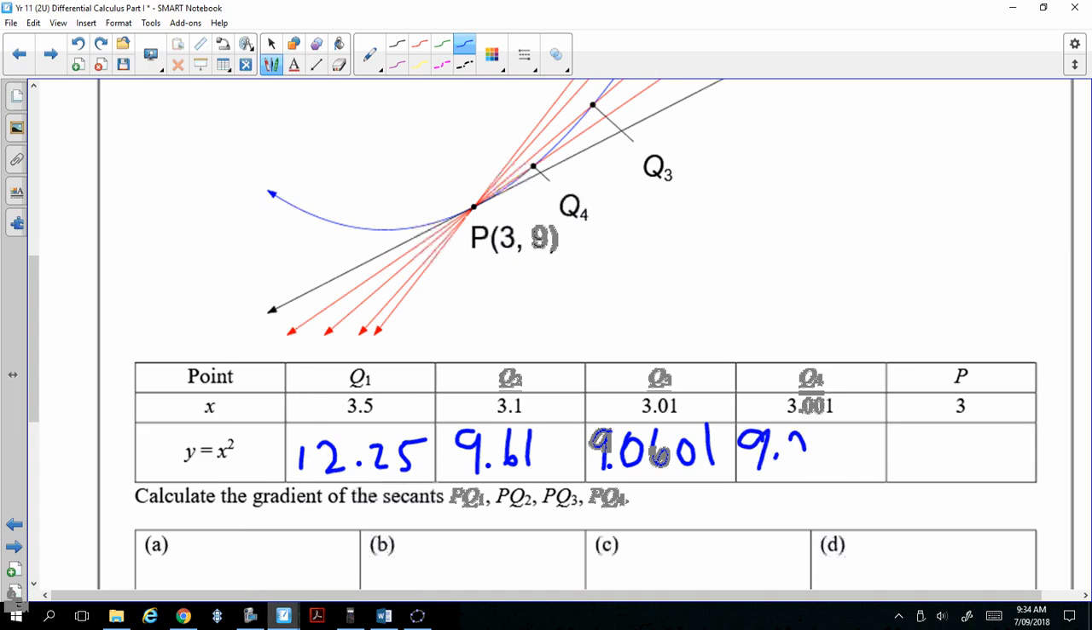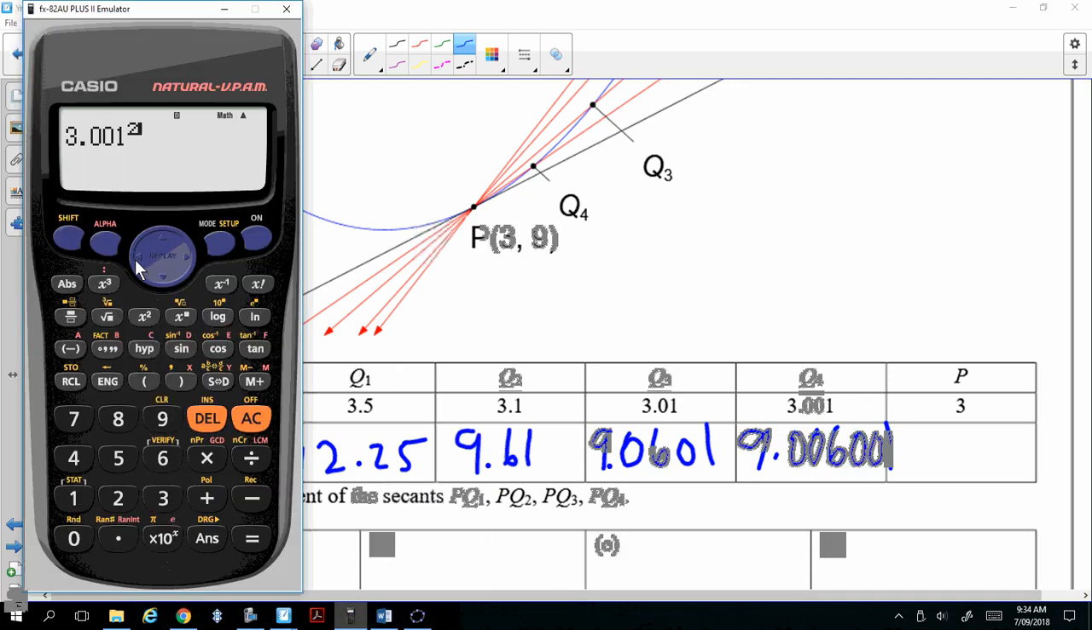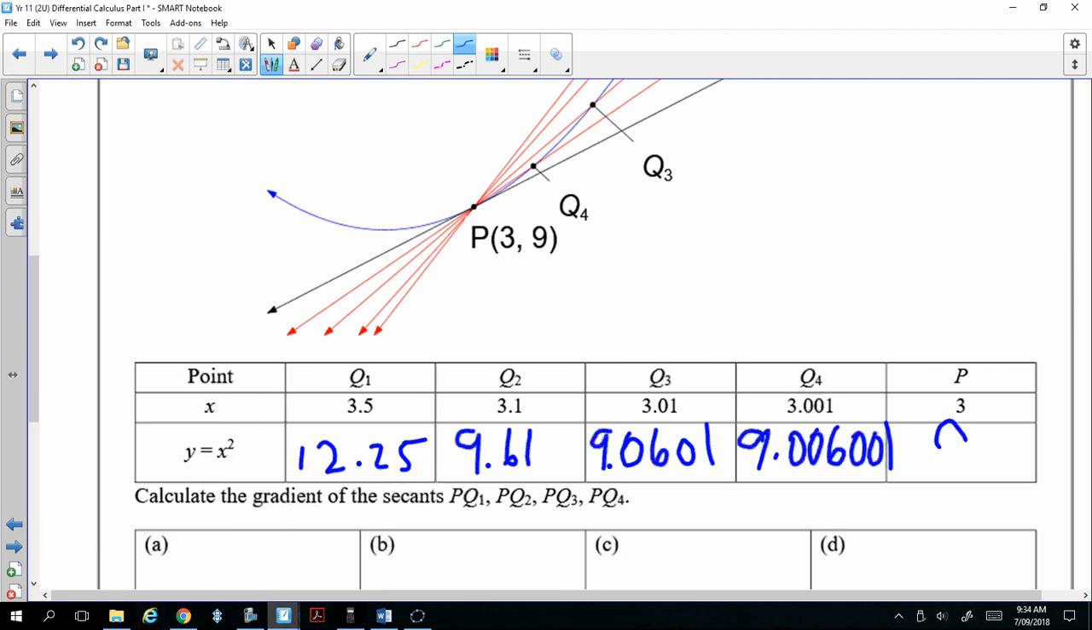The last one, just 3 squared, so I could just do it, 9. Okay, good. Okay, so 3 squared. Okay, all right, good. All right, Q4.